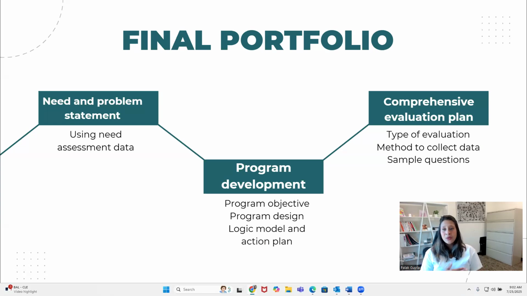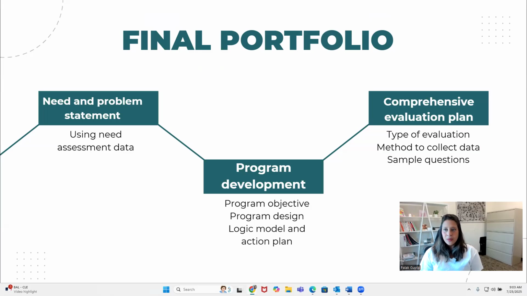Next, they move into program development, where they clearly define their program objectives, outline the overall program design, and build a detailed logic model and action plan. This connects what they learn directly to how to plan and create a meaningful impact.